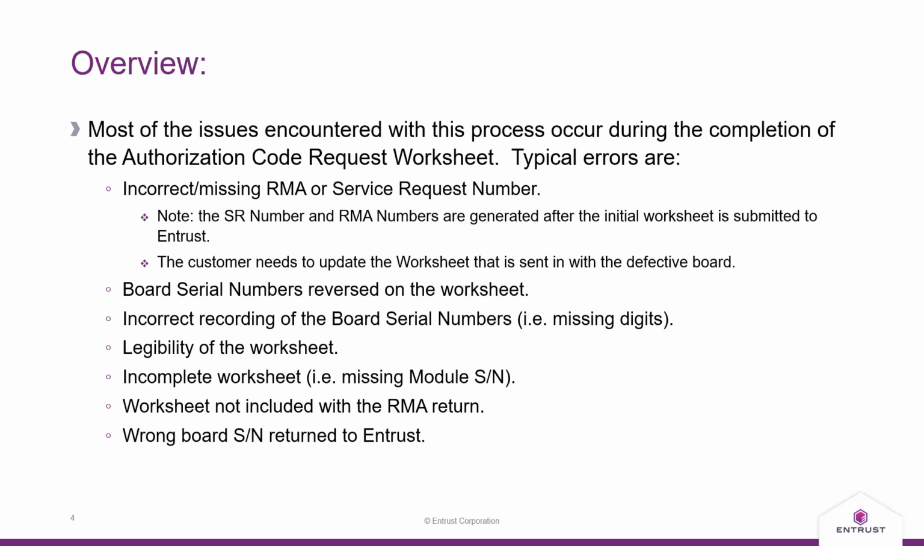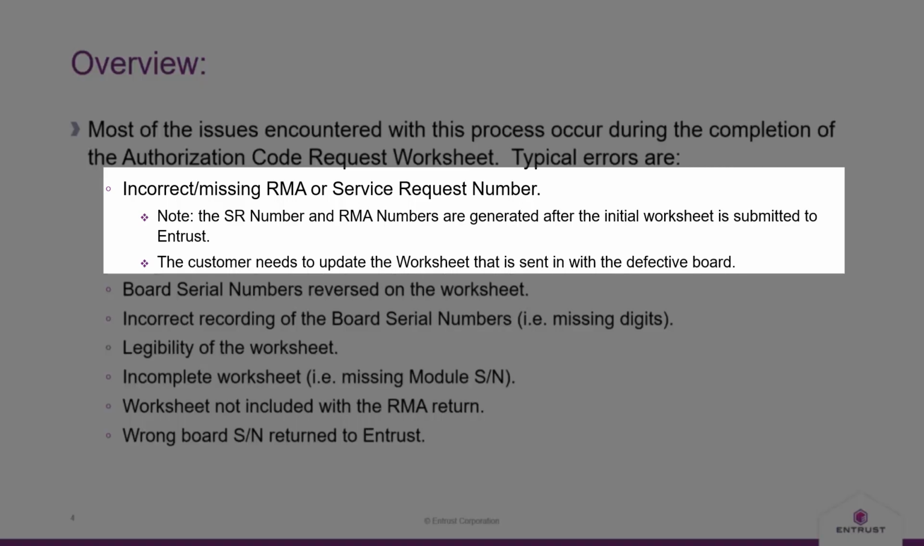As a general rule, most of the issues encountered with this process occur during the completion of the authorization code request worksheet. Typical errors are incorrect or missing RMA or service request number. Note, the SR number and RMA numbers are generated after the initial worksheet is submitted to Entrust. The customer needs to update the worksheet that is sent in with the defective board.